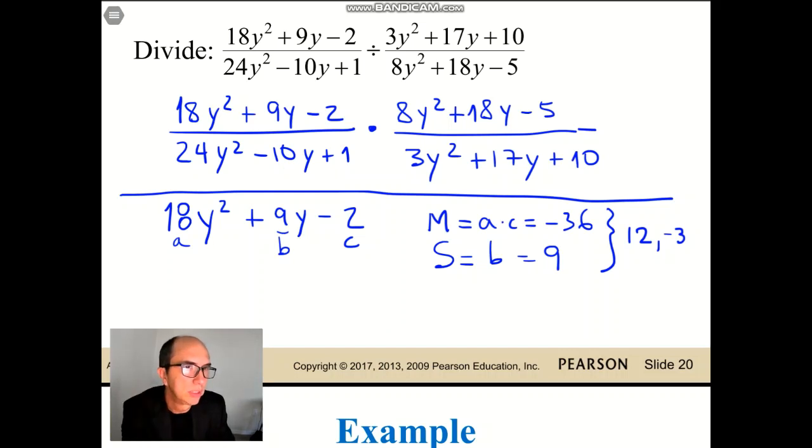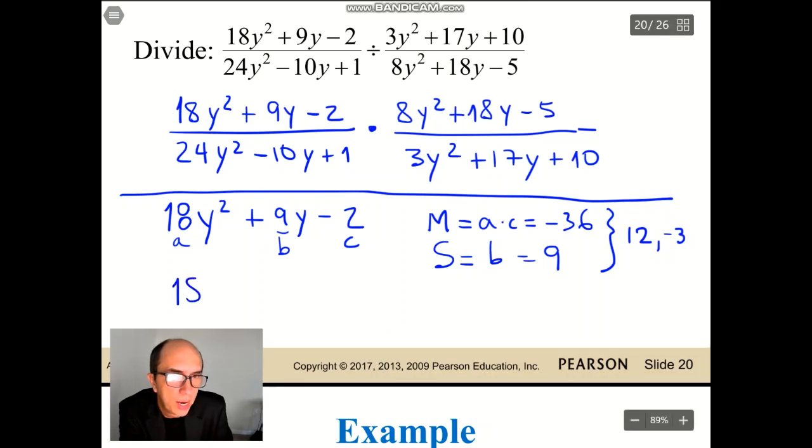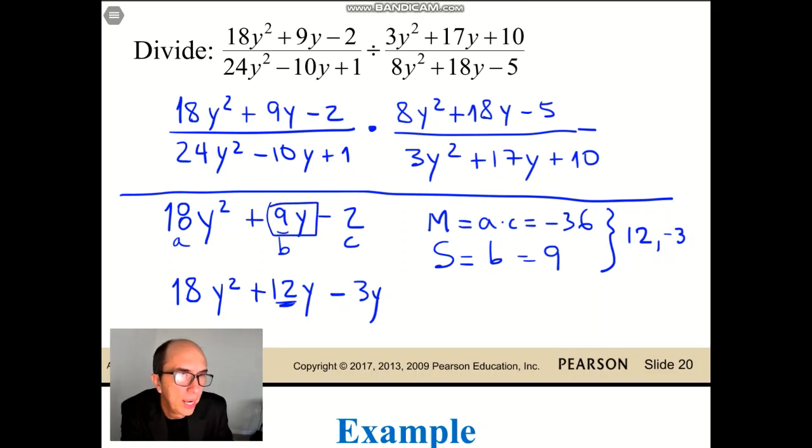Later in the course, we will learn how to use the quadratic equation. That will make things a bit easier. But right now, you do it like this and substitute here. You're going to write 18y squared plus 12y minus 3y. We rewrite the term 9y as 12y minus 3y, minus 2.